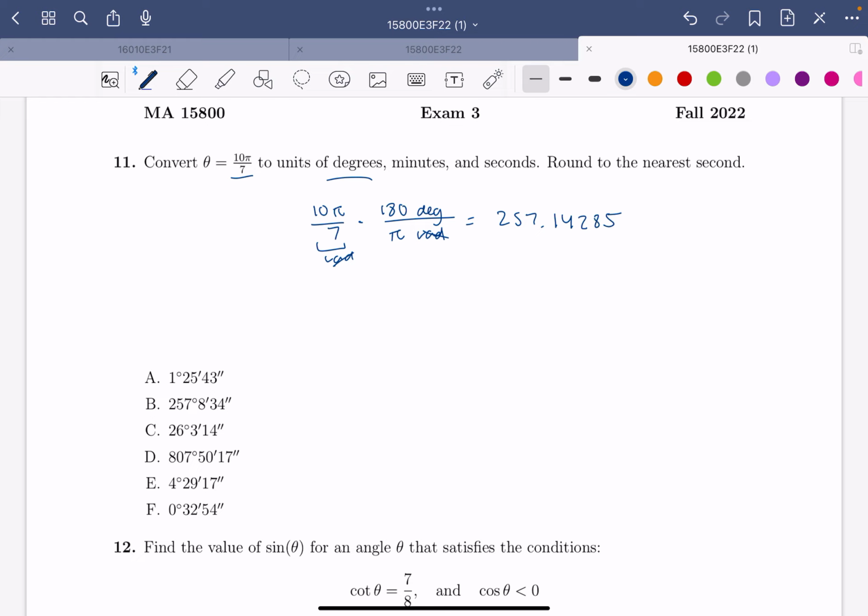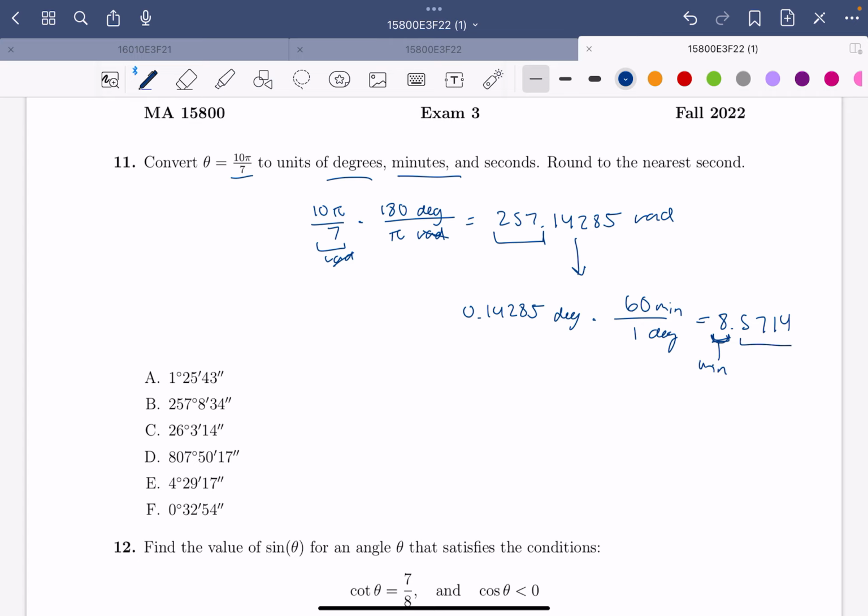257.14285. I did a ton of decimals. You really don't need to do this many. So the number of degrees is just this first value. We take this decimal part to find the number of minutes. So 0.14285 degrees times, there are 60 minutes in 1 degree. So if you multiply this out, you get 8.5714. Again, we only want this first value. So the 8 is the number of minutes.